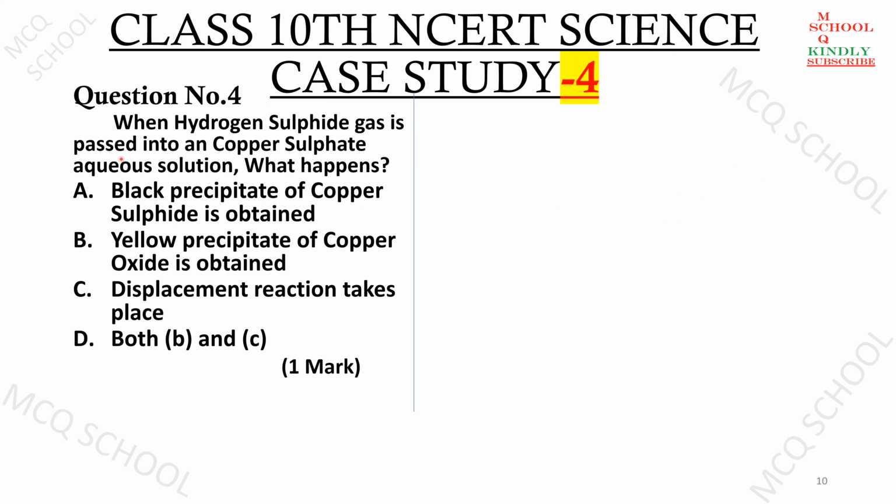Let us take question number 4. When hydrogen sulfide gas is passed into an aqueous copper sulfate solution, what happens? Options are: A. Black precipitate of copper sulfide is obtained. B. Yellow precipitate of copper oxide is obtained. C. Displacement reaction takes place. D. Both B and C. So what is the answer as per you?